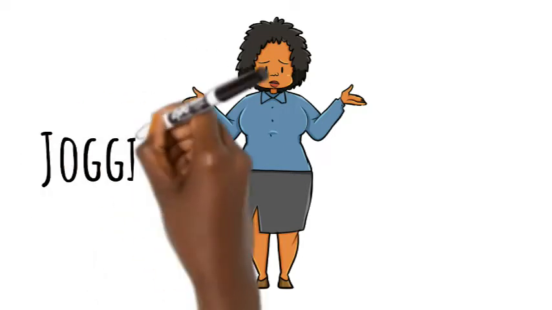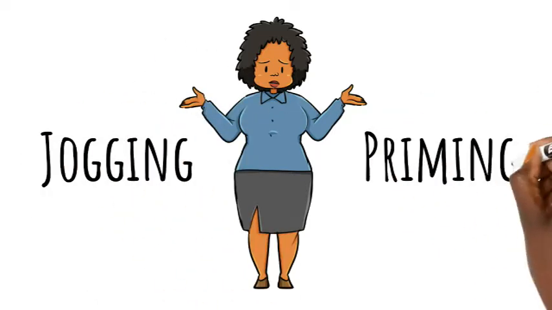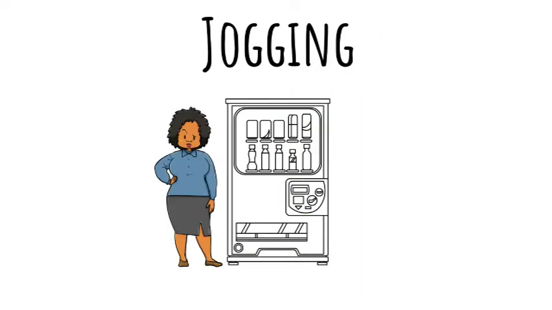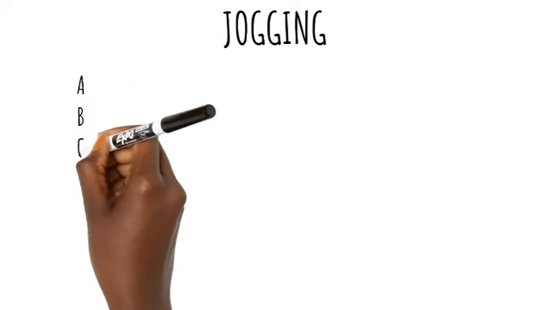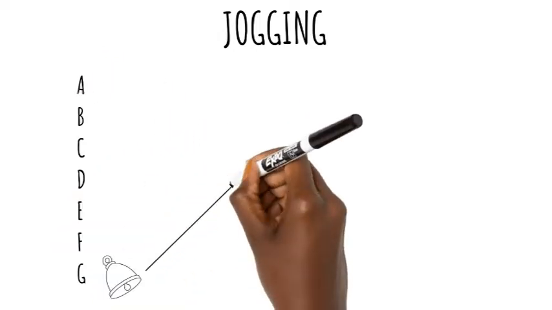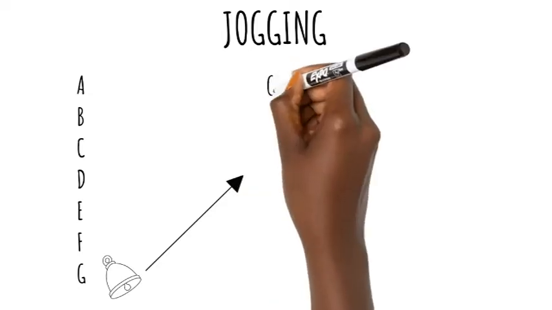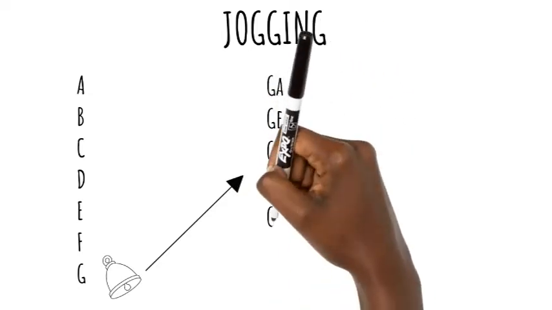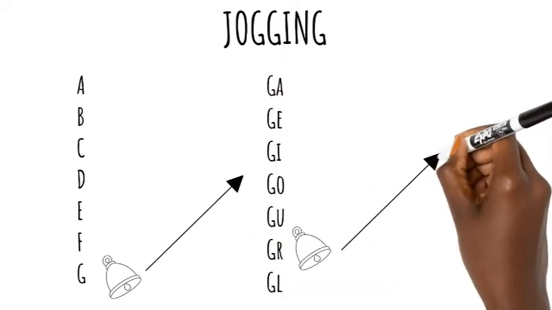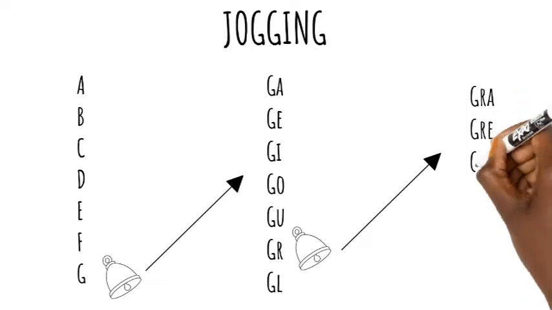But what next? Well, there are two techniques, jogging and priming. With jogging, think of your mind as a vending machine that just needs a little nudge to give you the thing you want. Start by writing down the letters of the alphabet and saying them in your mind as you go, hoping that something will ring a bell in your mind. Often that's all you need, but sometimes you need to go further and try and find the first syllable of an answer. And if another bell rings for you, try to expand that opening syllable to find the word that you're looking for.